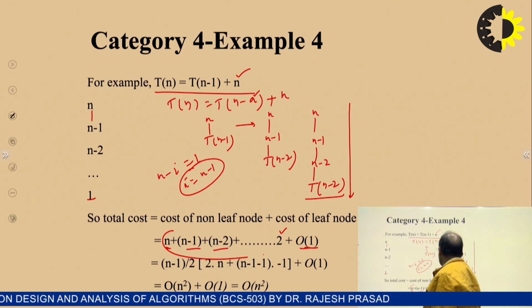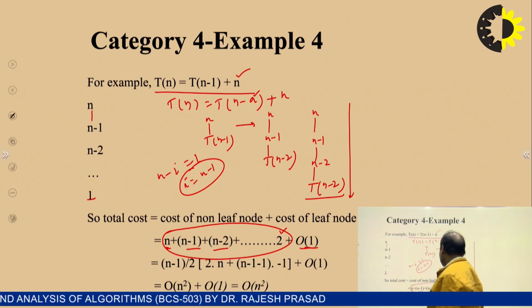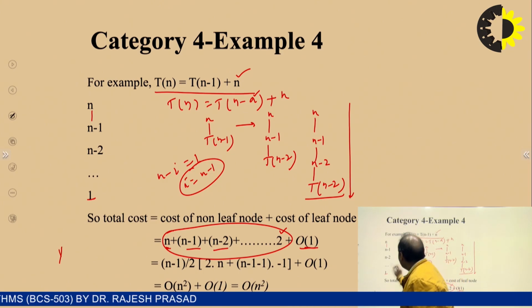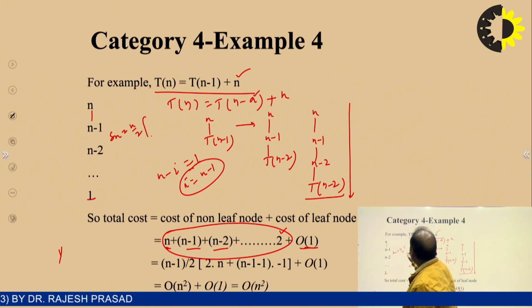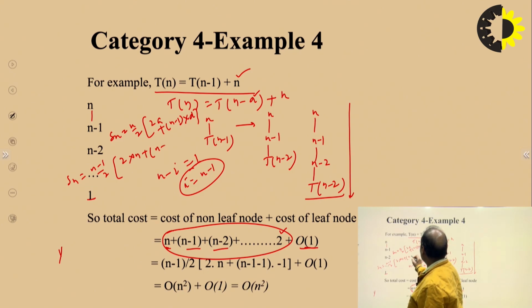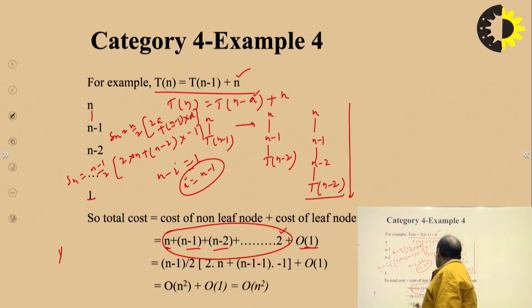This is actually an arithmetic progression sum. If you add them together, they are the terms from 2 to n. So we know the formula of S_n: S_n is n/2 times (2a + (n-1) times the common difference). Here we have n-1 terms, so adding them together, (n-1)/2 times (2 times the first term n plus (n-2) times the common difference of -1). This is the solution. So you will get big O of n squared as the solution.